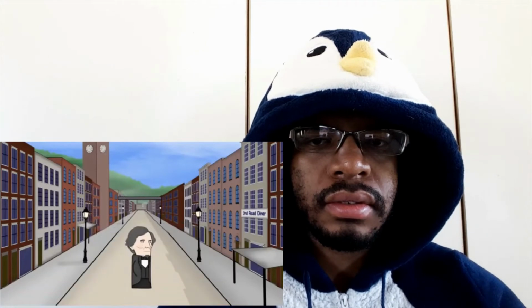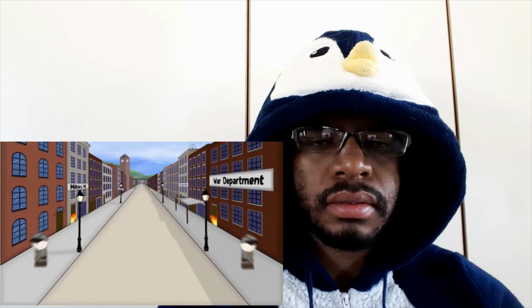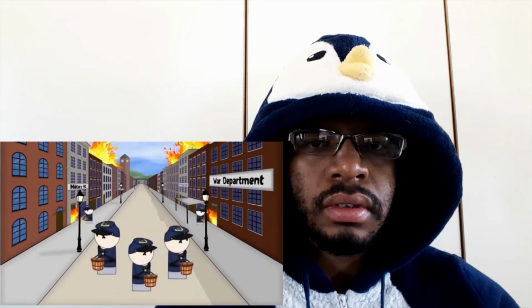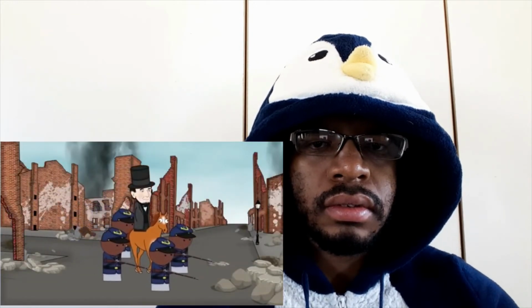Richmond was evacuated, and Jefferson Davis went on the run. As they left, the Confederates set fire to military buildings, but the flames burned out of control, and as the Union troops arrived, they became firefighters. A couple of days later, Abraham Lincoln visited the war-torn city.